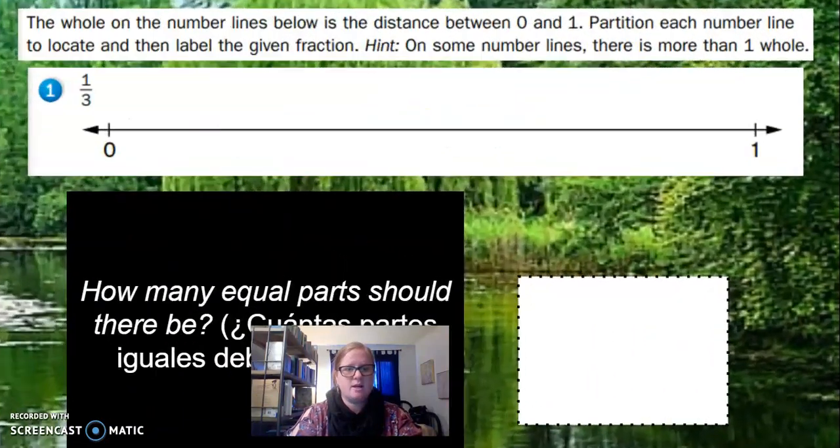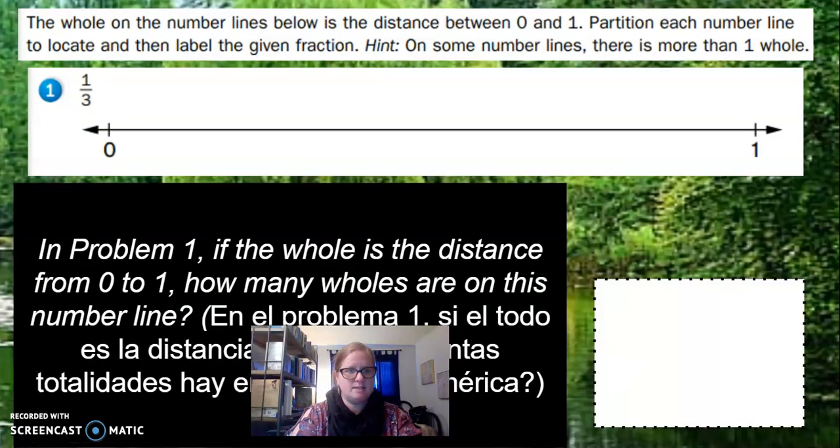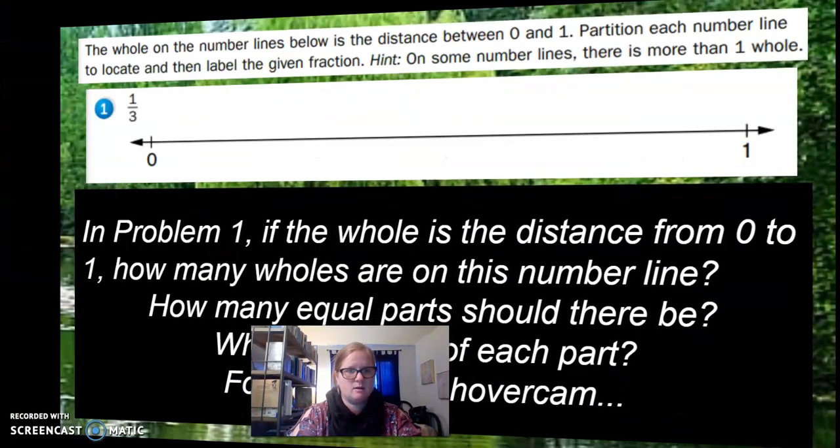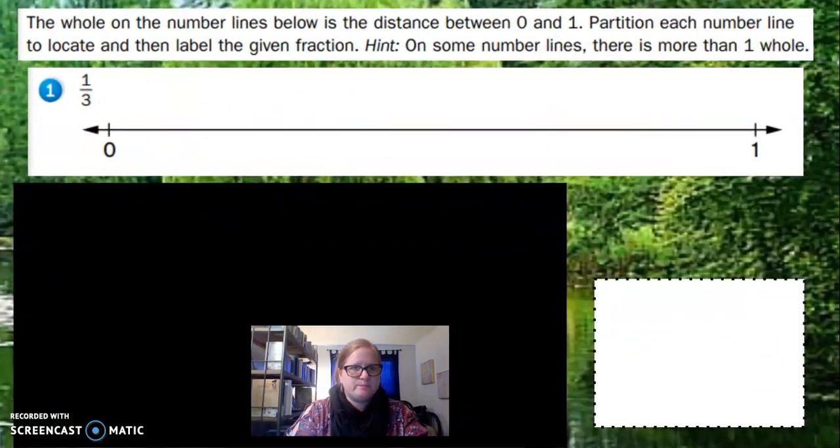Okay, sorry, there was a mistake, and so I need to go back. Okay, so the hole on the number lines below is the distance between 0 and 1. Partition each number line to locate and then label the given fraction. Hint, on some of the number lines, there's more than one hole.